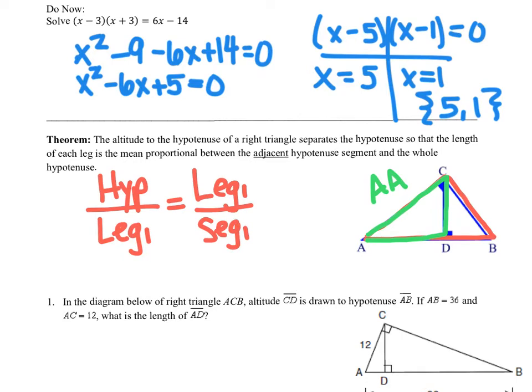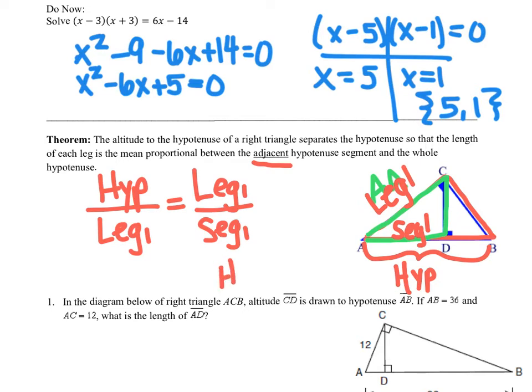So now let's look at where those pieces are on the triangle. The hypotenuse is going to be AB. Leg 1 is going to be the leg of the big right triangle. That's what's going to show up twice in the proportion. And then segment 1 is going to be the adjacent hypotenuse segment, which will be right here, AD. That's going to be our proportion for today, and we can abbreviate this one like we abbreviated yesterday, with HLLS.